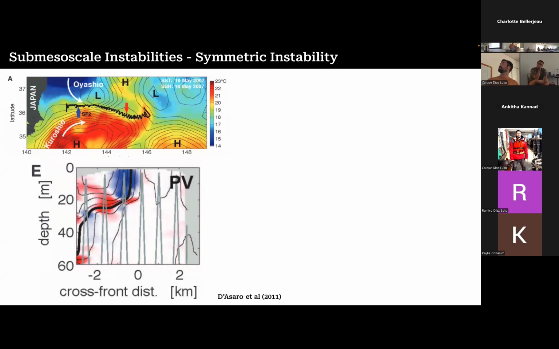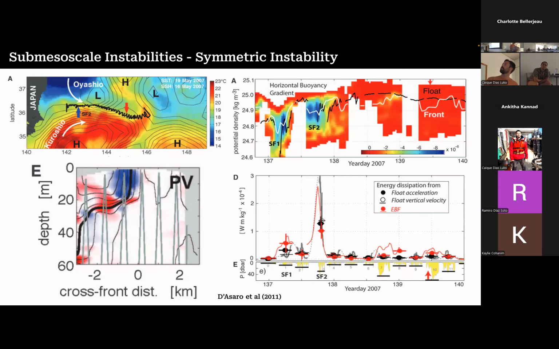Some observations of these, some of the first observations in the ocean, were made in the Kuroshio. They were crossing the region of confluence between the Kuroshio and the Oyashio, and they had a couple of transects here. They computed the PV, the potential vorticity, and they found this region with strong negative potential vorticity where the instability is happening. And then they also had a couple of floats.